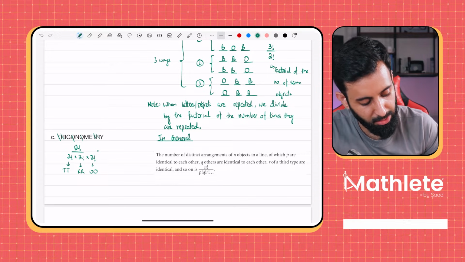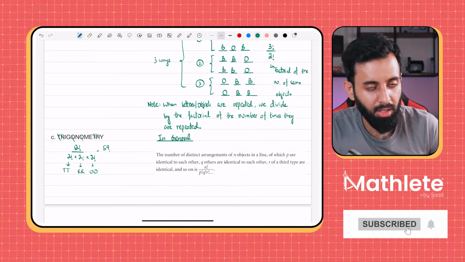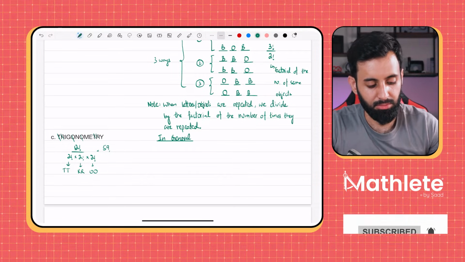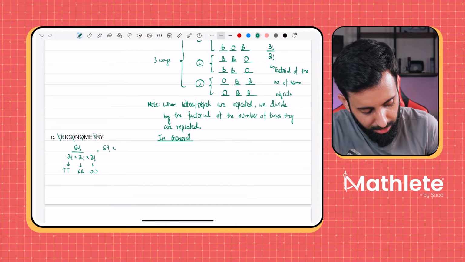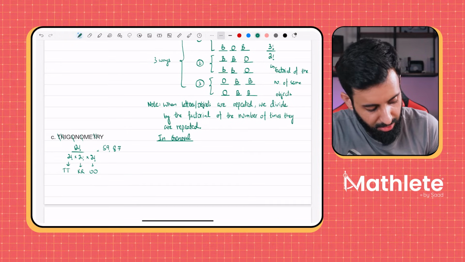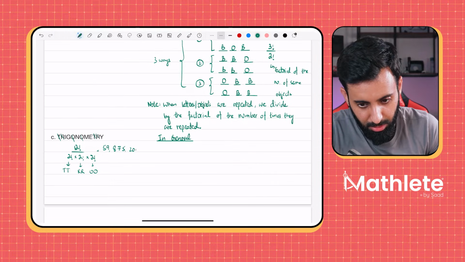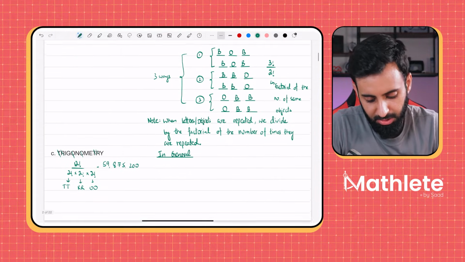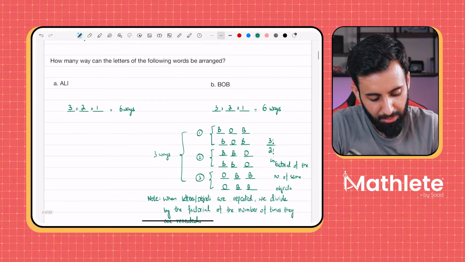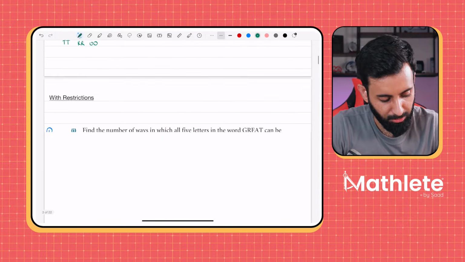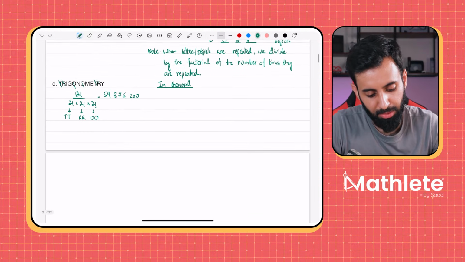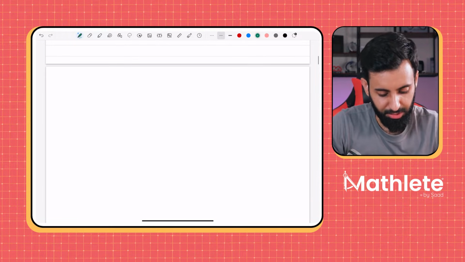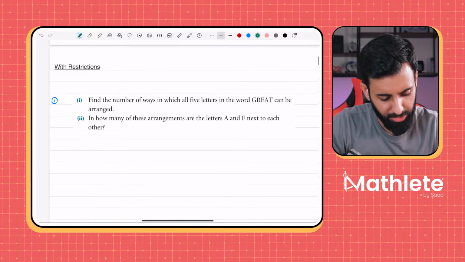And then if you work this out, you will get a huge answer, and normally you do get some really huge and crazy values in permutations and combinations, so that's perfectly all right, don't freak out. It's 59,875,200. So this was just a concept where you have objects that are being repeated. Now, what we're going to do next is some questions where we will come across some restrictions.